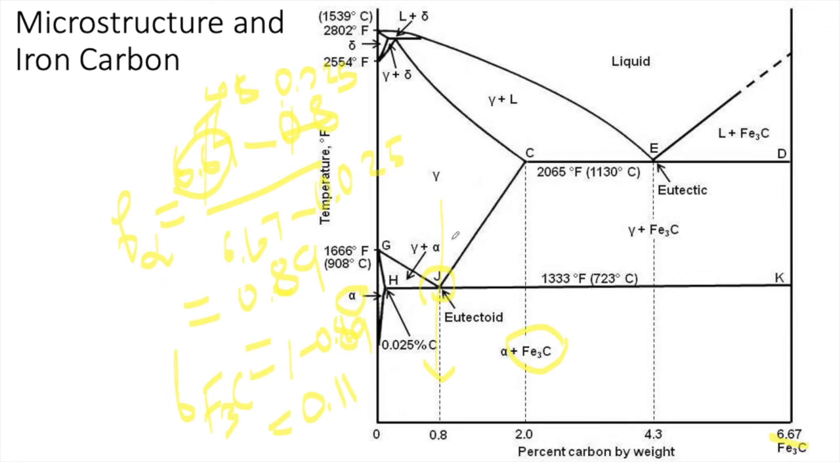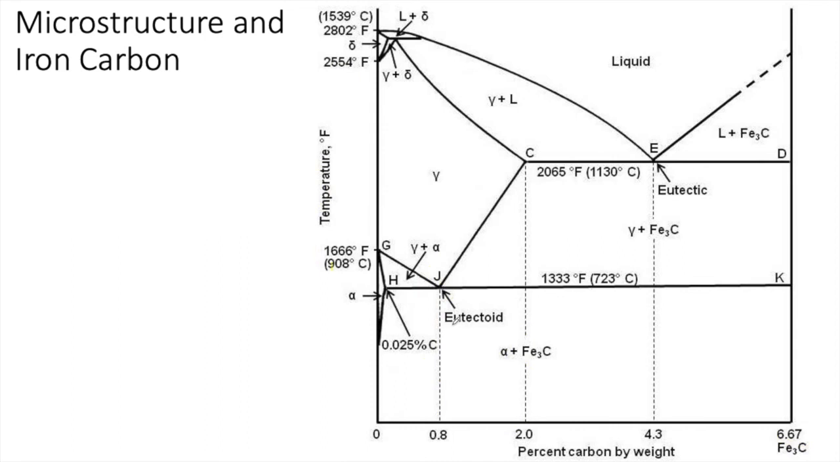So when the austenite transforms to alpha plus cementite, we get a microstructure such that there will be certain alpha and cementite in a needle-like structure, and the total composition should be in this ratio. This is at the eutectoid point.